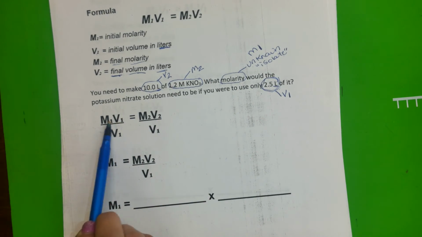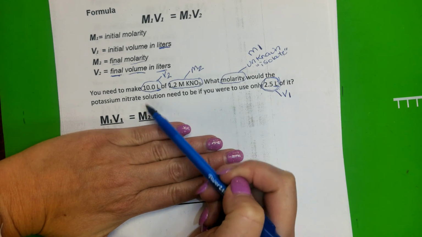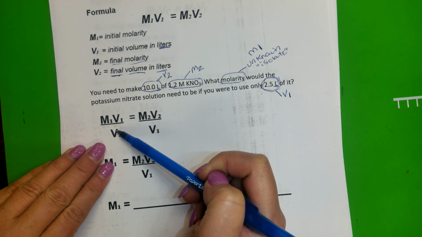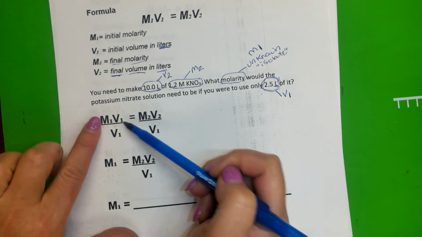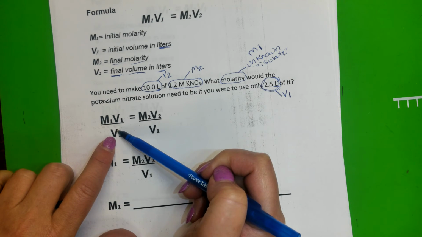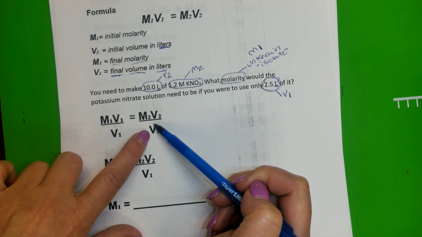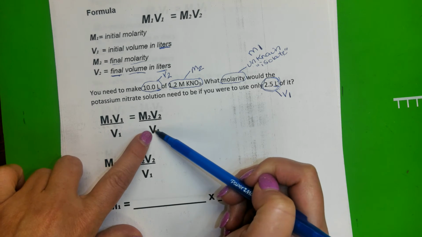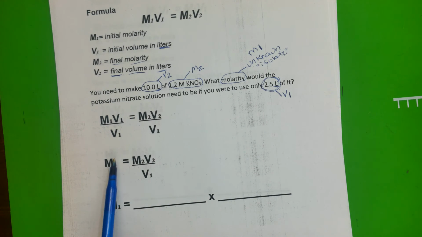Since this is multiplying, you always do the opposite to move it to the other side. So you have to divide by V1. Again, why V1? Because you want the M1 by itself. You need to move it, but it can't just disappear. You have to do the same thing to the other side. Since you divided it, you have to do division in here as well, so it will be V1. Now we have our M1 by itself.